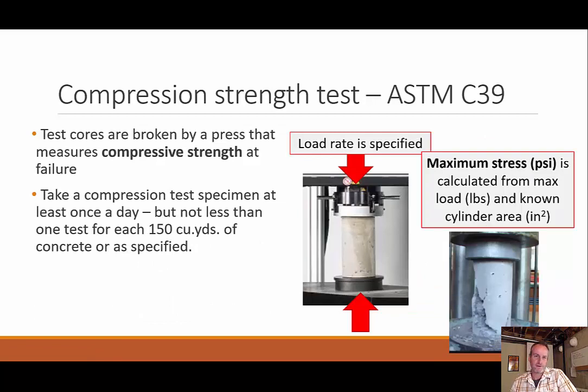So for the CM majors who go on to 251, this is one of the labs that we do. We make our own concrete, test and smash it in the lab. And there's a little bit on how often we should be pulling our concrete to get it tested. We'd want to do it at least once a day, but not less than 1 test for each 150 cubic yards of concrete, or as specified. Because if you have a lot of concrete coming into your mix, you want a regular, consistent, accurate measurement as we're going through the project.